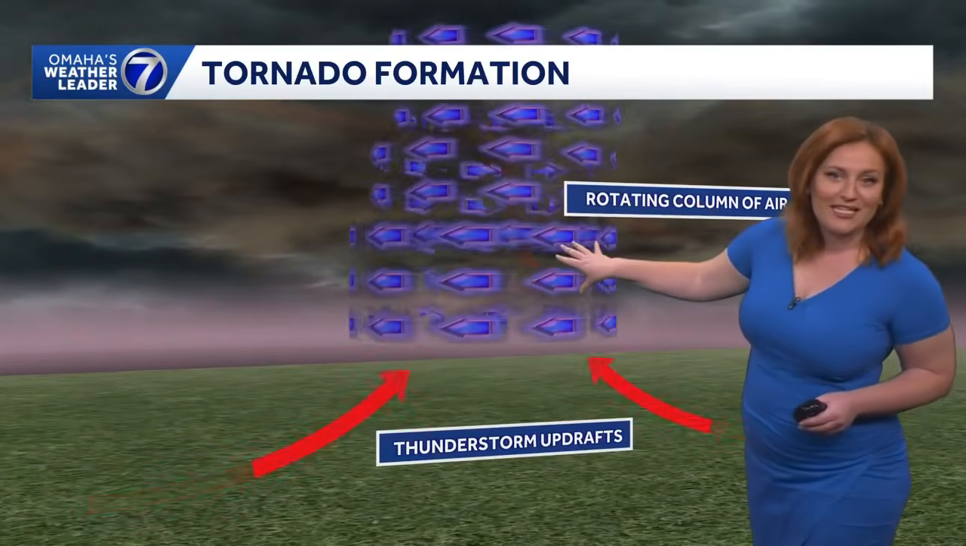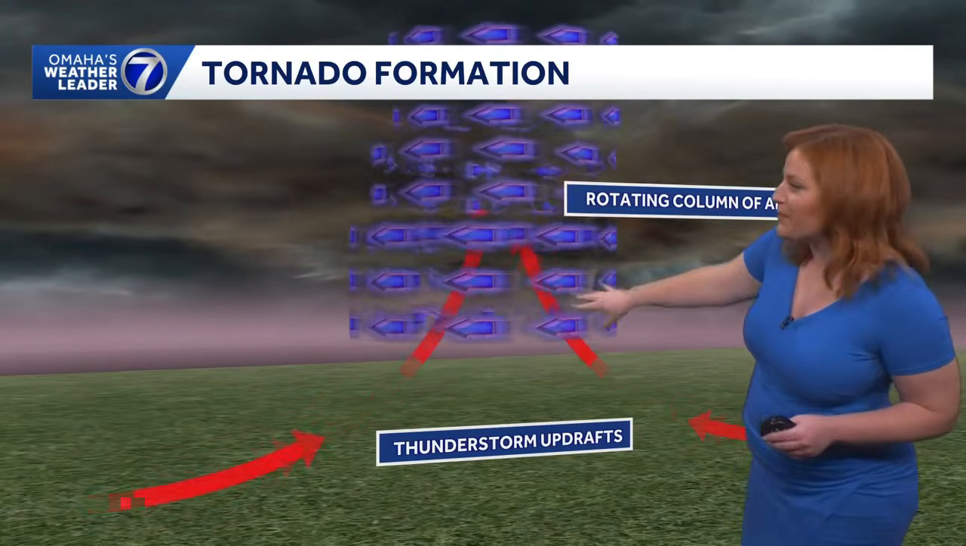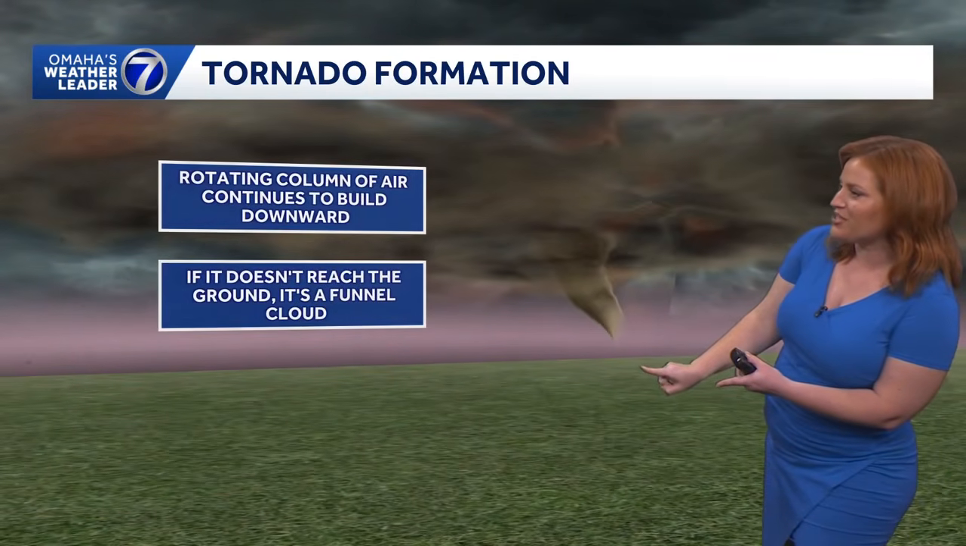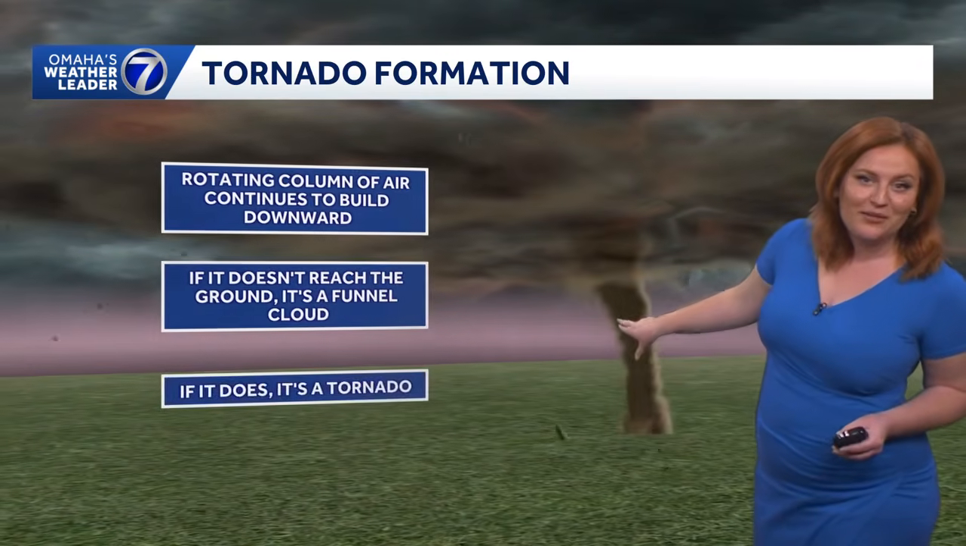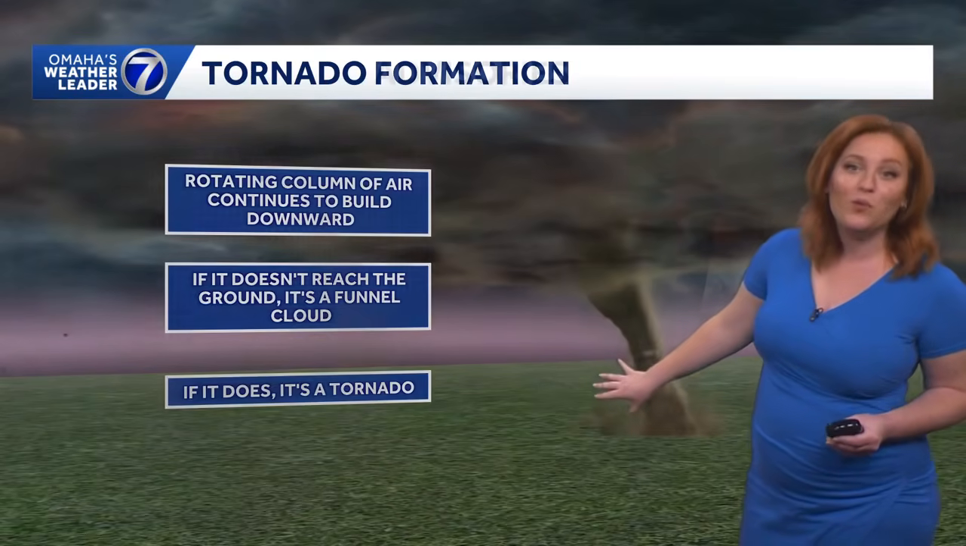And now we're starting to see that take form, a little bit more of what we'd expect for a tornadic storm. Starting as a wall cloud up in the clouds that slowly starts to extend downward, reaching toward the surface. Without reaching the ground, that's what we consider a funnel cloud. And as soon as it does, that is our tornado and our tornado warning.